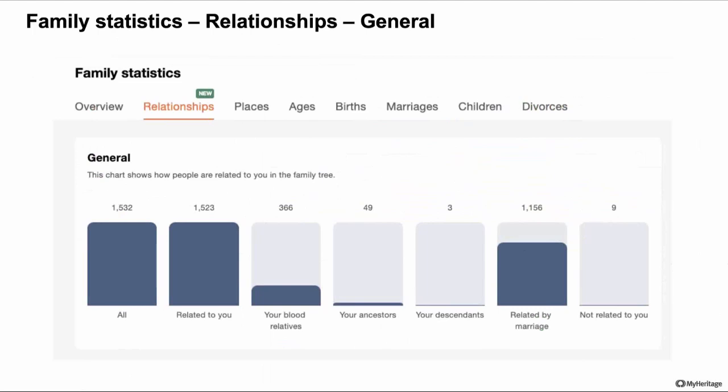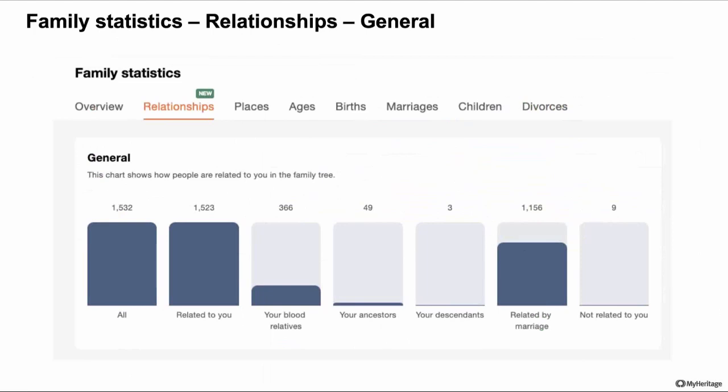So in my case, only 366 out of the 1,500 are blood relatives, and the rest are not. So they are related through some sort of marriage in the tree. So we don't have a common DNA, common blood, so to speak. 49 of them are my ancestors, 3 are my descendants, and I have 3 children. And the 1,156, these are those related by marriage, meaning they are not blood relatives. And as we mentioned, 9 are not related to me.